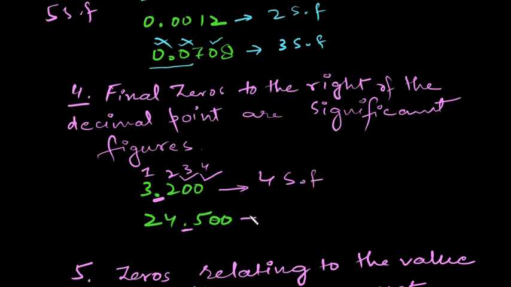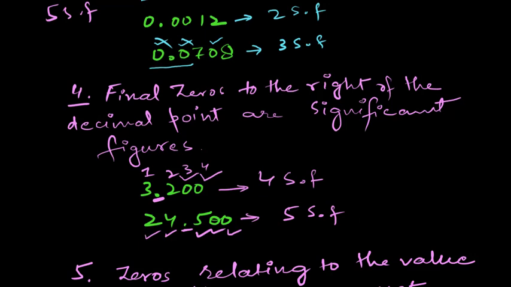And this value also contains how many zeros? 2 zeros. So those are considered to be significant. 1, 2, 3, 4 and 5, those are considered because those are non-zero digits. So it contains 5 significant figures.